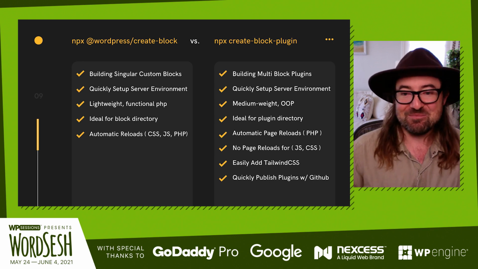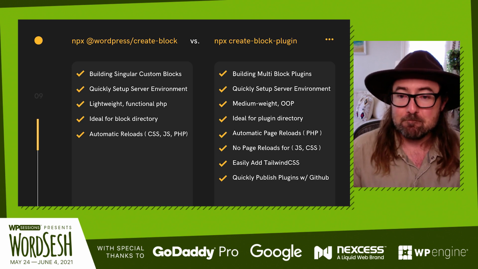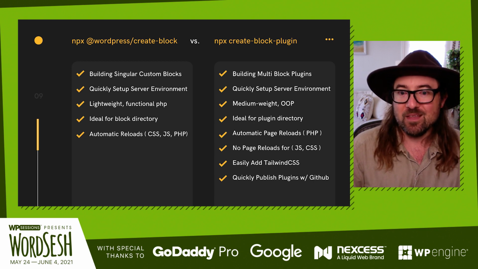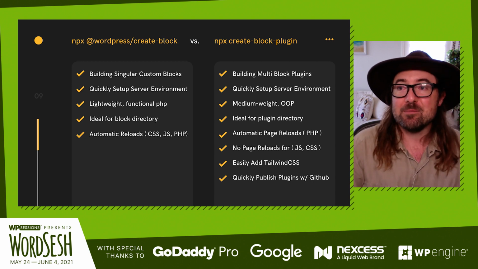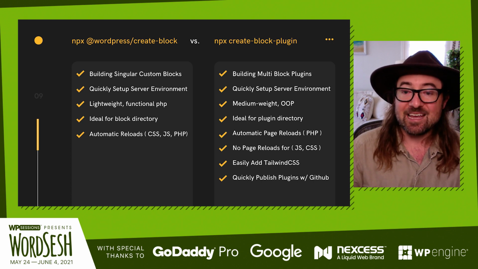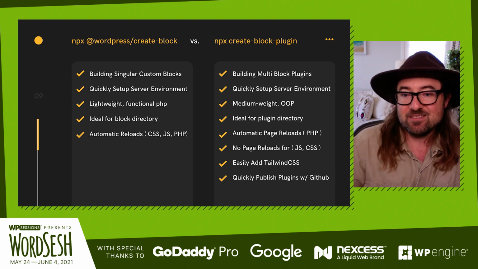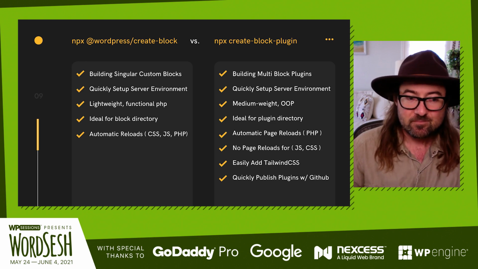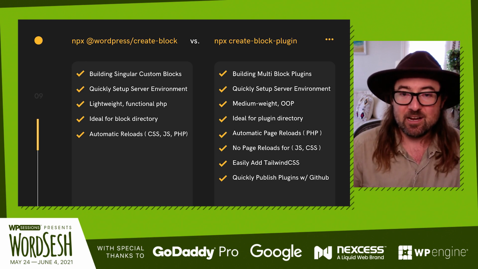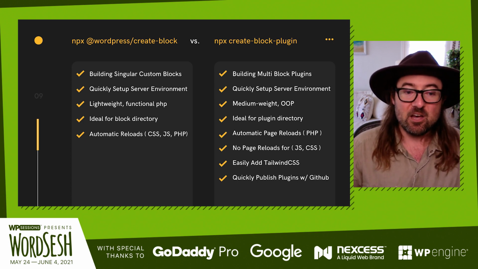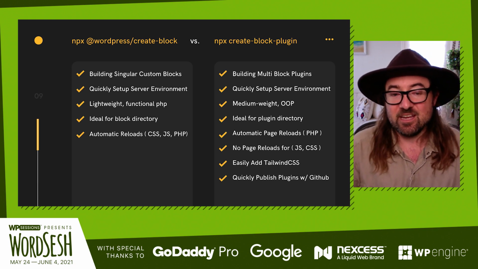I had to actually learn it myself in order to do this, but the benefits I think are worth the extra weight because like I said, I'm all about speed. I don't have to think about naming a function or tagging on the namespacing or scoping the function. Create Block is ideal for the block directory, whereas Create Block plugin is ideal for the WordPress plugin directory. And then Create Block has automatic reloads for CSS, JS, and PHP.